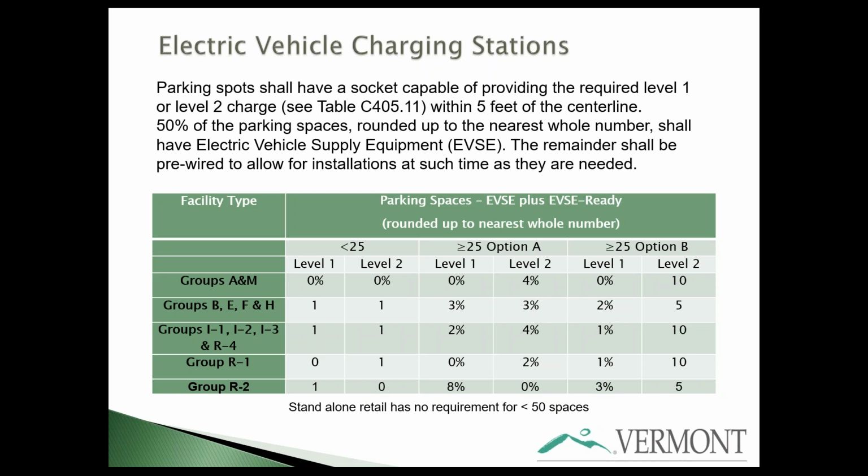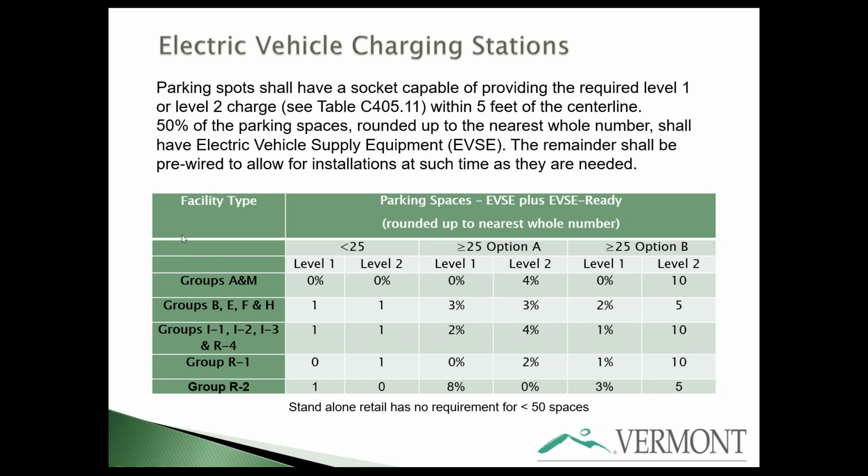I should point out a few things about this table, because it can be a little confusing, and in retrospect perhaps it could have been laid out a little more logically. The numbers being presented are, first of all, divided into whether or not you have less than 25 parking spaces at your building, or 25 or greater. If it's less than 25, here are your numbers over here, and it's by building type.